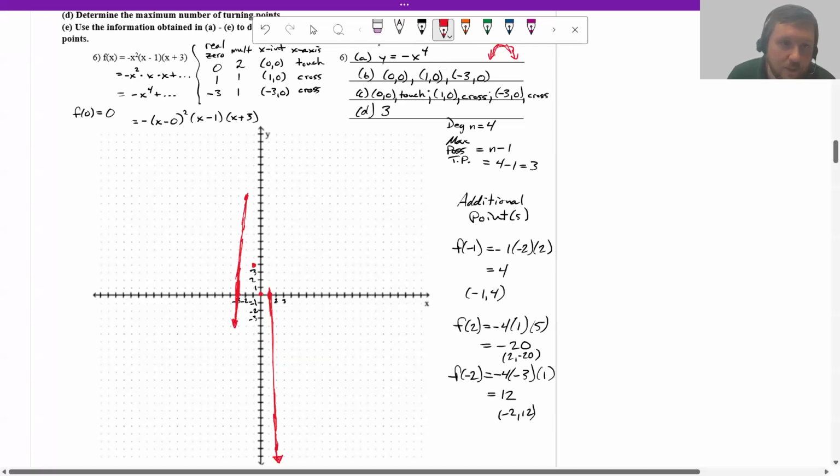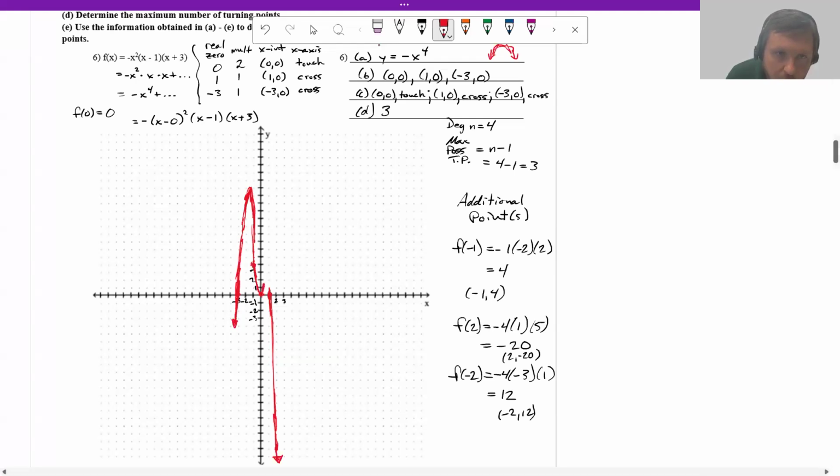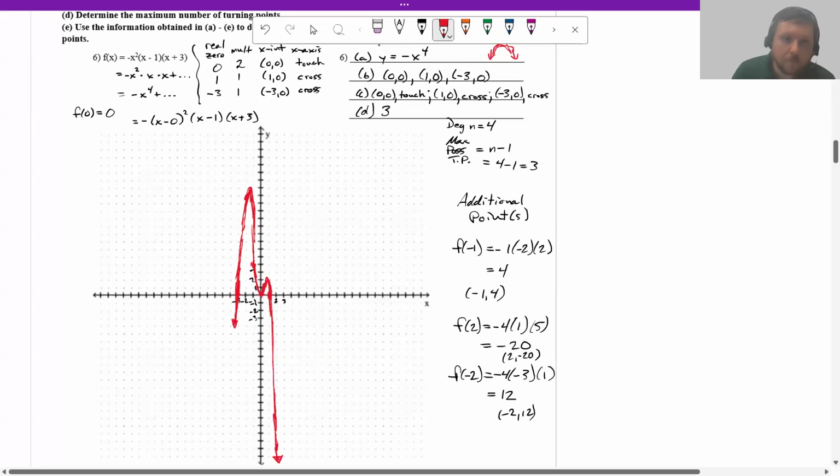Now we don't necessarily know where this is supposed to turn around, so it's not necessarily turning around at that 12. It's hard to know. But it's going through here, and then it's going to touch at 0, and then it has to come back around and turn to go back through the x-axis again.